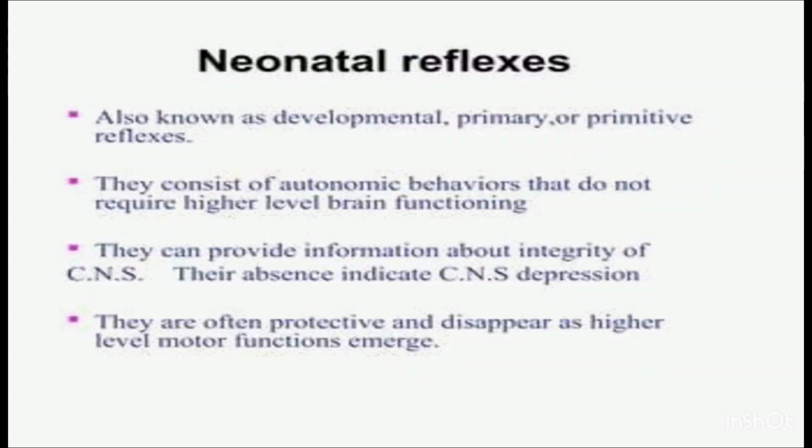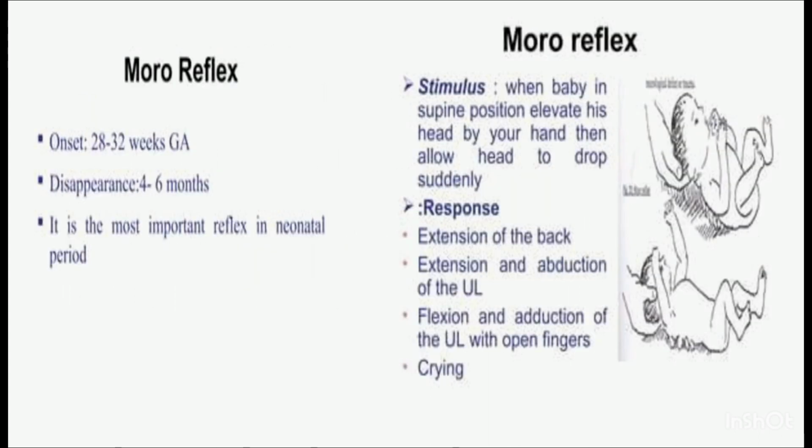Now the examination of neonatal reflexes, also known as developmental, primary or primitive reflexes. They consist of autonomic behaviors that do not require higher level brain functioning. They can provide information about integrity of the CNS. Their absence indicates CNS depression. They are often protective and disappear as higher level motor functions emerge. First is Moro's reflex. Onset is 28 to 32 weeks of gestation. Disappearance in 4 to 6 months. It is the most important reflex in the neonatal period.